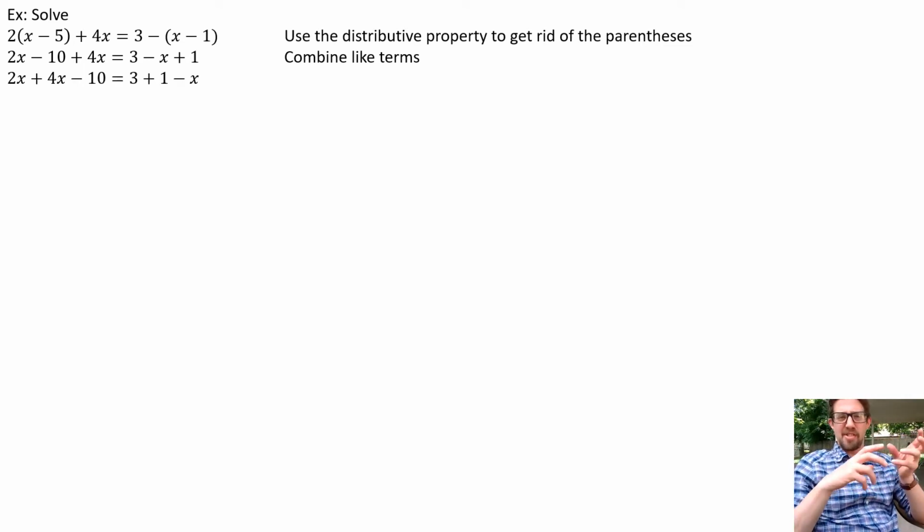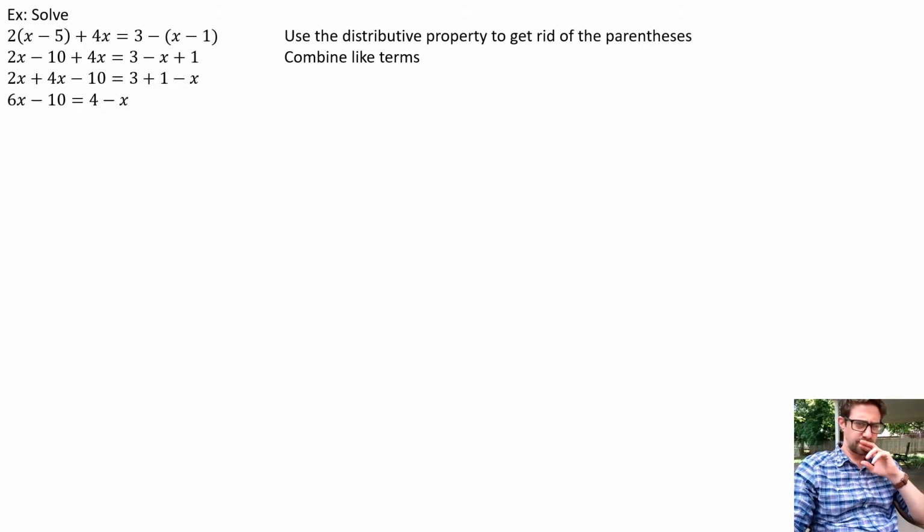So again, I'm showing more work than I really need to. I just moved the 4x using the commutative principle, and then I moved this 1 over. So now you can see that this is going to be just a 6x, this is going to be a 4. Again, doing two things at once, there's nothing wrong with that. It's 6x minus 10 equals 4 minus x.